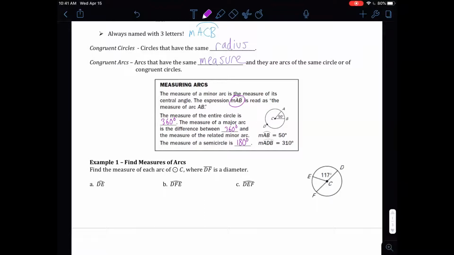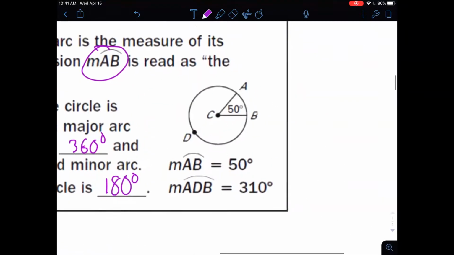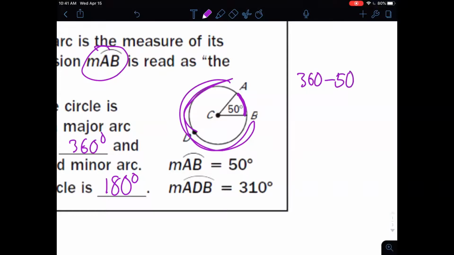Okay, so do you see how right here, let me zoom in really far here. See how this is 50 degrees? This is a 50-degree arc. Okay, if this is 50 degrees, what's the rest of it going to be? How would you find that? Well, a whole circle is 360, right? And then we're taking away the 50. What's 360 minus 50? Yeah, it's going to be 310. That's where they get the 310 from.